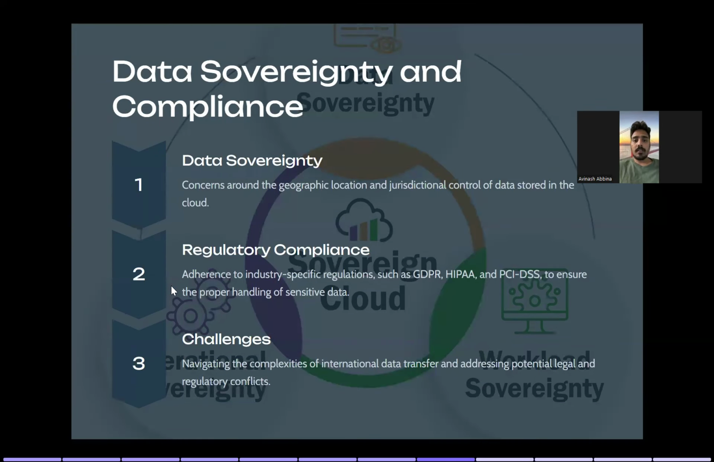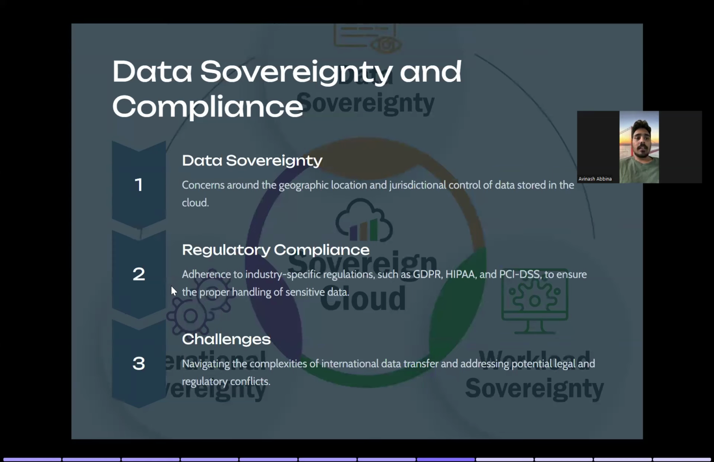Next slide, please. So in this slide, we'll discuss data sovereignty and compliance. Data sovereignty concerns the geographic location and the jurisdictional control of the data that is stored in the cloud. Since cloud servers will be placed at different positions in different geographical areas, the laws, rules, and regulations of those areas may differ.